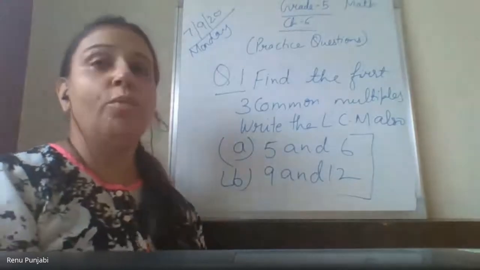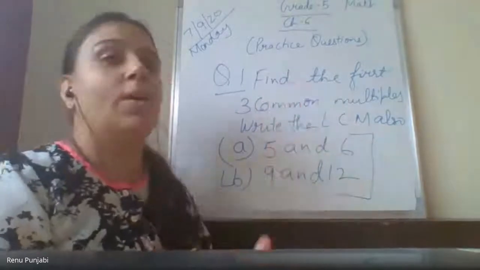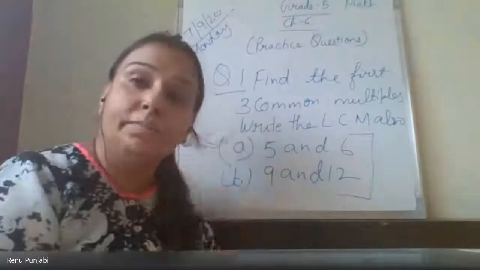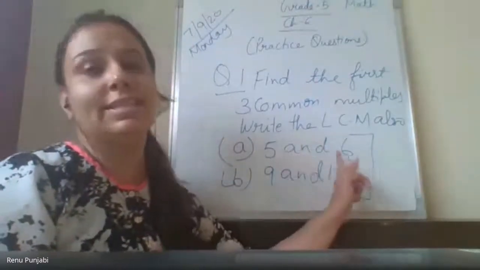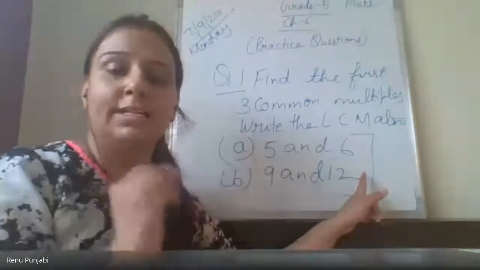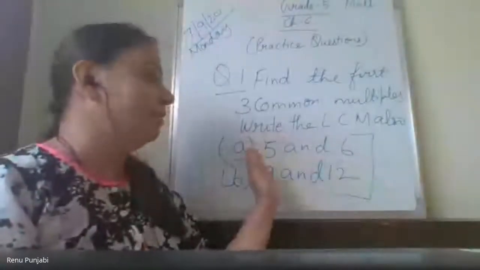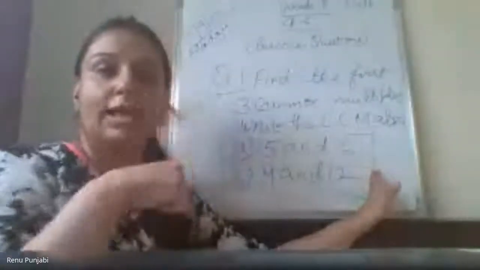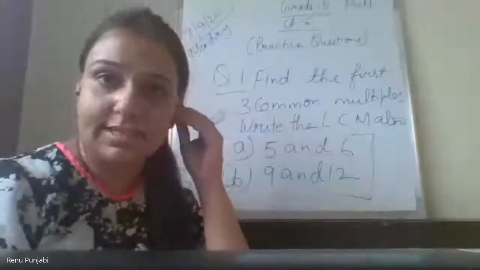So the common multiple, if I say, find the first three common multiples. So first you have to write the multiples of the numbers given. Numbers are 5 and 6. So you have to write first the multiples of 5 and 6, at least till 10. When you write the table of 5 till 10 and the table of 6 till 10, you circle which numbers are common in 5 and 6.